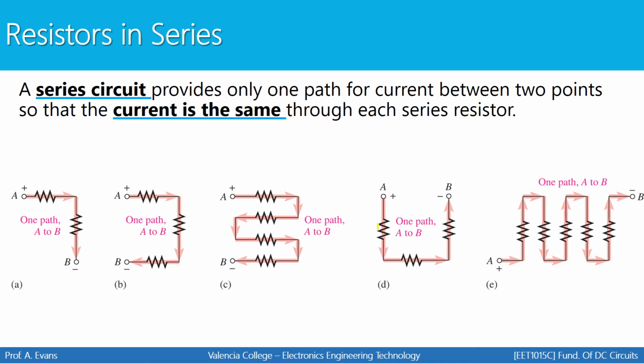So if we look at picture D, again, another series circuit where there's only one path for current to follow. And again, with picture E, these resistors may not look like they're in series by your first glance, but again, if we follow the path of current, the current has to flow through each resistor one by one. So we would call this a series circuit as well. Everything you see on the screen right now is an example of a series circuit.